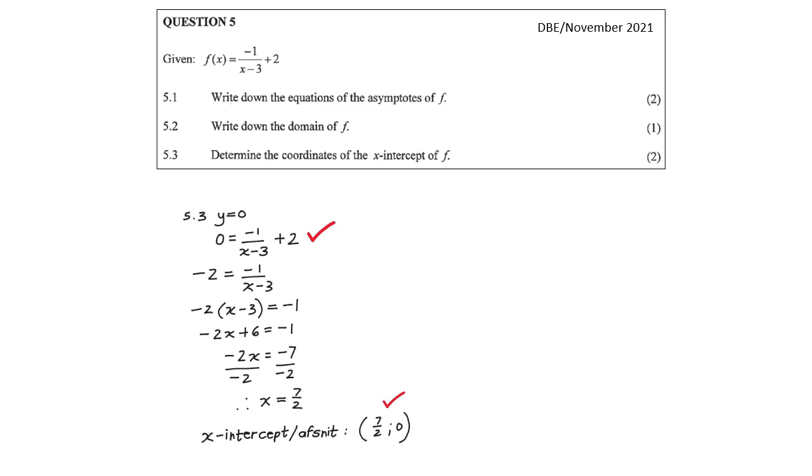Then in question 5.2, some students confuse the domain with the range. So remember, domain is all the x values. And then question 5.3, a lot of students were unable to correctly solve the equation minus 1 over x minus 3 plus 2 equal to 0. So make sure to practice that.